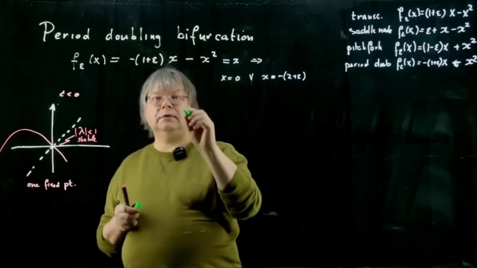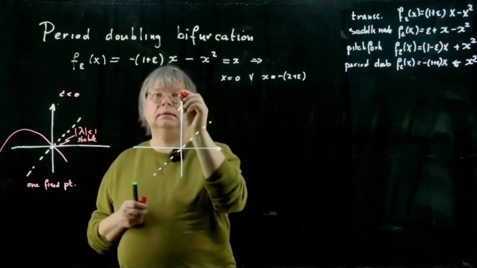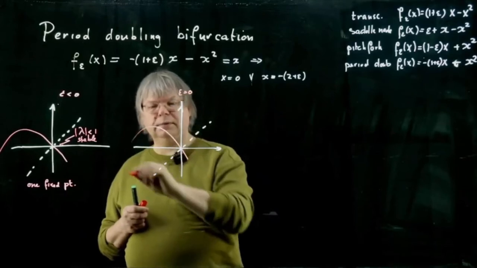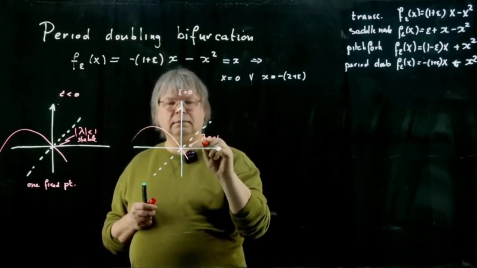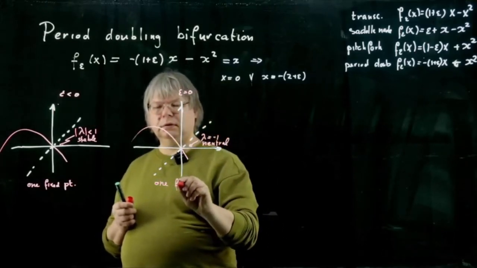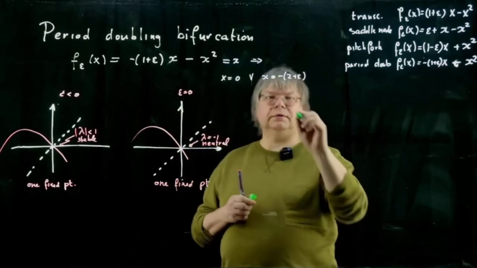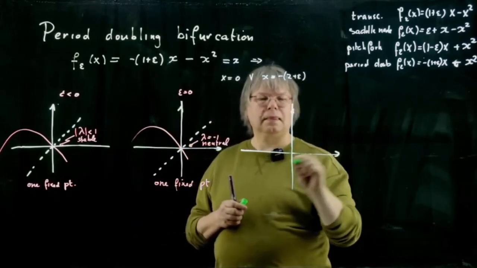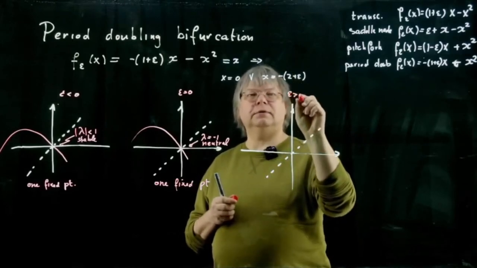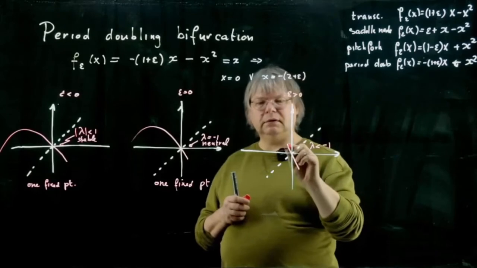Now, if epsilon is 0, and then I again have this fixed point over here, and now the slope is exactly minus 1, so this is a neutral fixed point. One fixed point, neutral. And what happens if epsilon is bigger than 0? So now the slope is going to be minus 1 minus epsilon, epsilon positive. So the slope is going to be less than minus 1, and that means unstable.